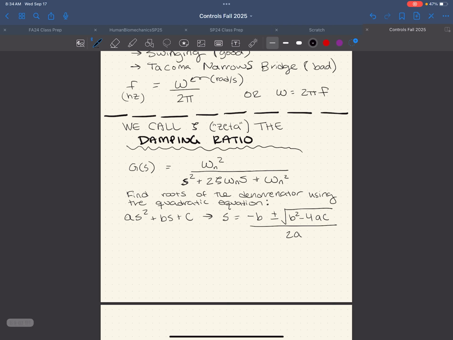So for our general form of this transfer function, a is going to be the coefficient of s squared. So we have a 1 out here. It's an invisible 1. So for our general form, a is going to be equal to 1. B is the coefficient of s, so that's all of this here. B equals 2 zeta omega n, and of course that leaves c equal to omega n squared.